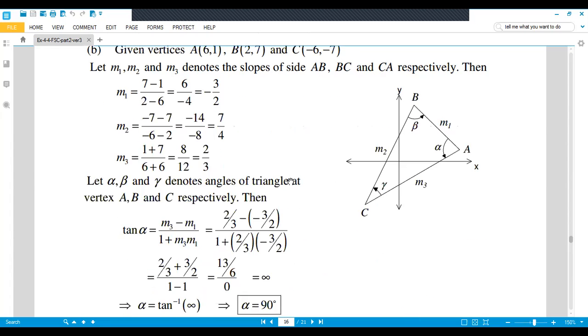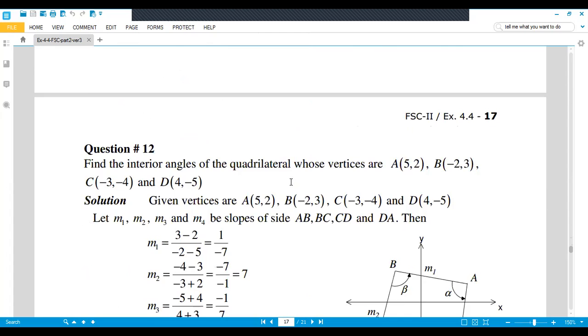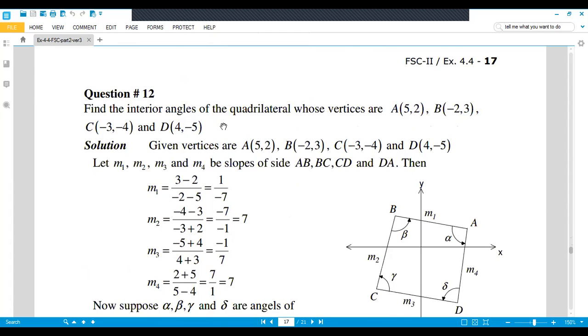Now come to question number 12, because only part A is included. Question number 12 is: find the interior angles of the quadrilateral whose vertices are A, B, C, D. In the same way as in a triangle you find the three angles, now you have a quadrilateral, a four-sided shape. So you have four angles, alpha, beta, gamma and sigma.